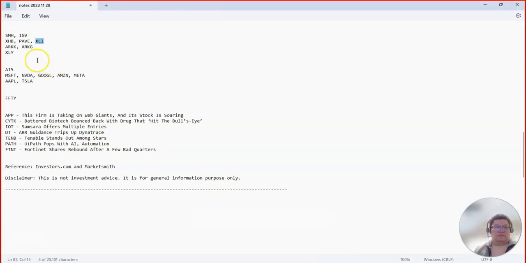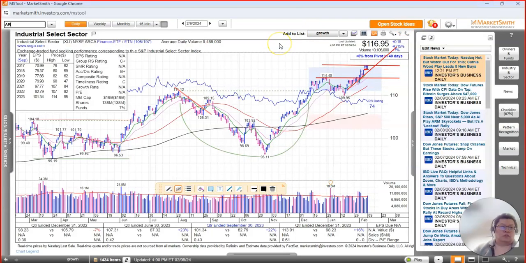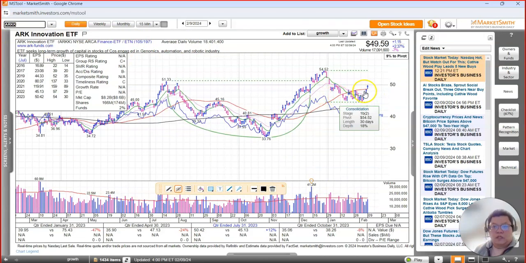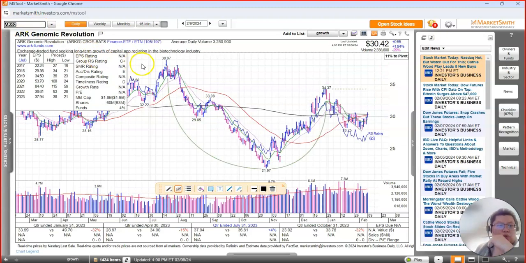And okay, we'll look at ARK as well. This is Cathy Wood's Innovation Fund. It's starting to move. It's definitely a laggard. You can see it just broke away from this downtrend line. Look at the genomics one, mostly the biotech group, and same thing, it just broke out.